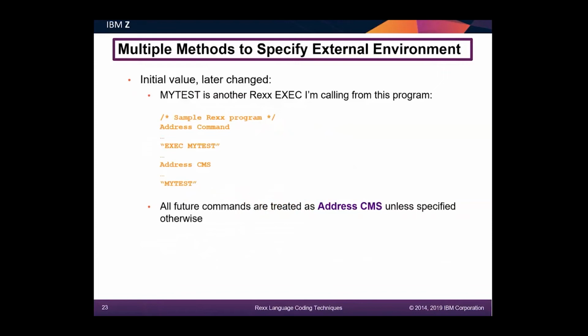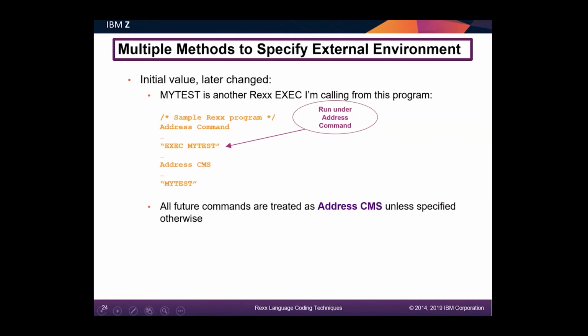So let's look at this example. First, at the very beginning of this Rexx program, I issued address command. That means I've now set the default for the program unless I change it later or unless I override it. So I don't have to then put address command at the beginning of every statement that I'm trying to reach out to another environment. I've set the default for myself. So I've set address command, and then later in my program I say exec my test. So that's going to run under the address command environment, but notice I had to specify exec in front of it because what I'm executing is a Rexx exec.